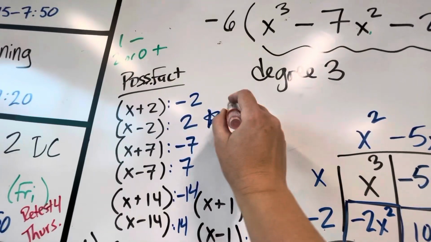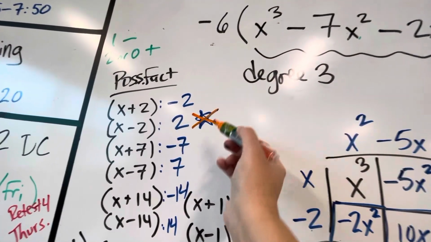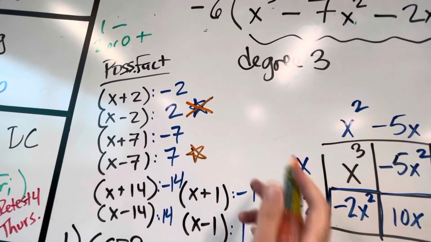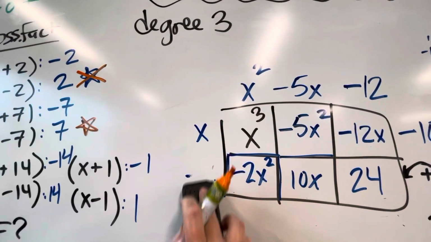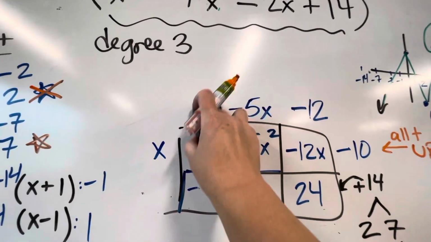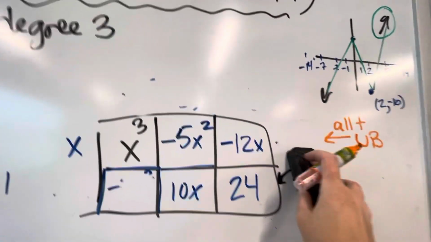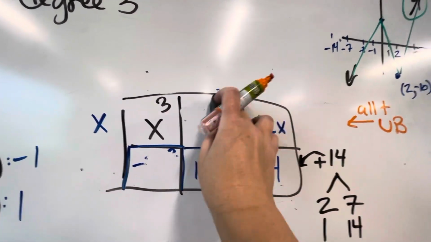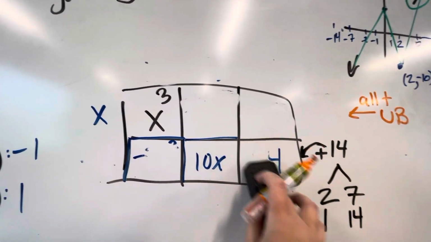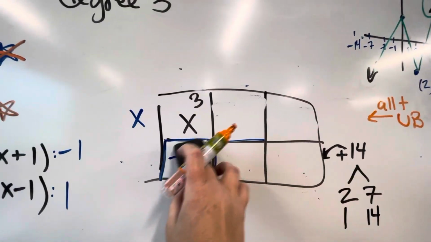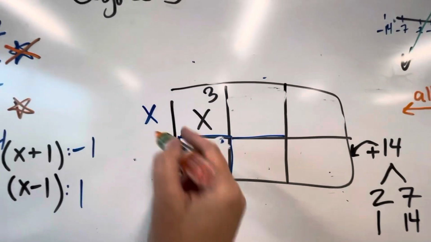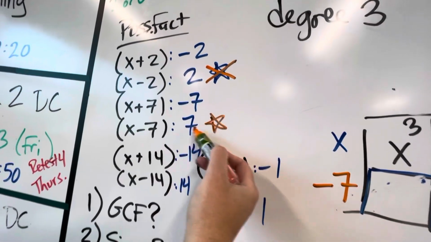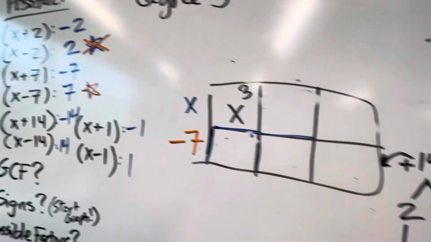So 2 did not work. But it gave me information. So I'm going to try 7 next, which means I'm going to change all of this. If I were you, I would not erase. I would draw a new box, but I'm in limited space. So you should draw a new box. But I'm going to try x minus 7, which would give me a positive 7 zero.